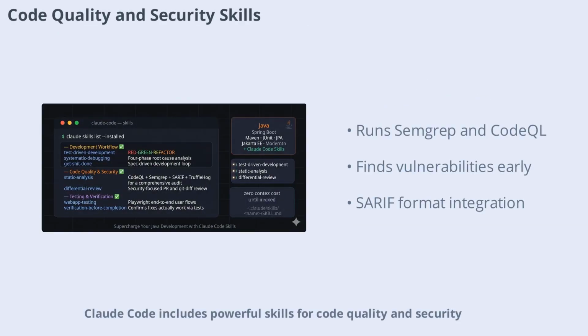Claude Code includes powerful skills for code quality and security. The static analysis skill runs tools like Semgrep and CodeQL to catch vulnerabilities such as SQL injection, unsafe deserialization, and hard-coded credentials. Findings are output in SARIF format, which integrates with tools like GitHub code scanning and SonarQube. This proactive approach helps you catch and fix security issues before they reach production.